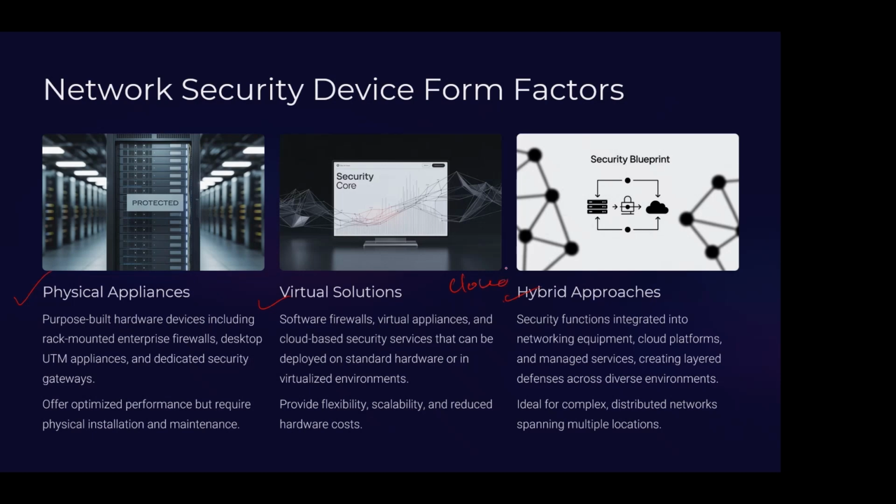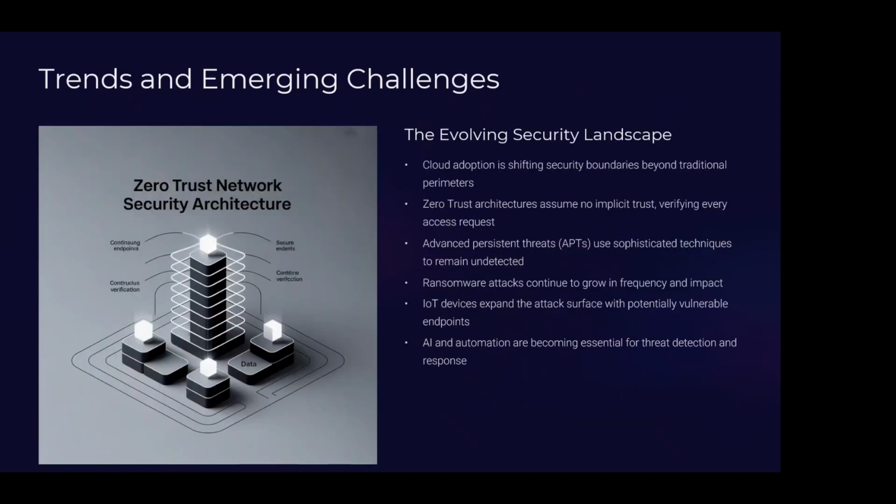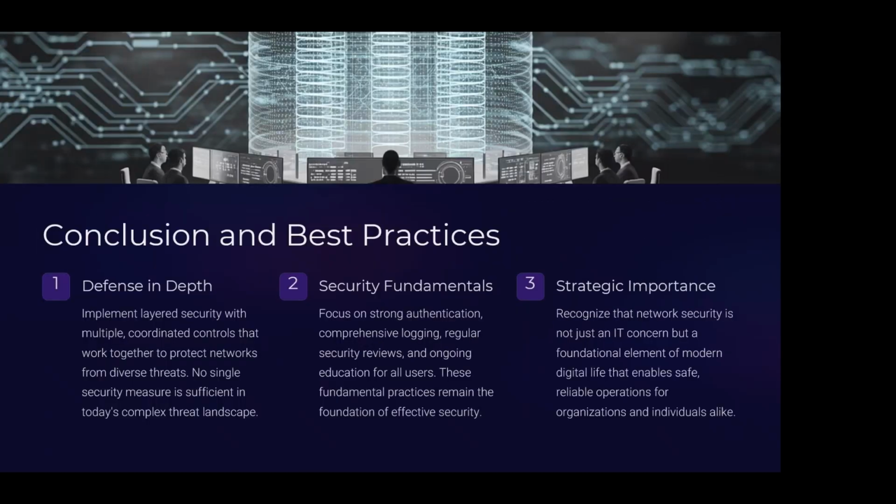We've talked about cloud also. Okay, so basically the trends and emerging challenges today, the evolving security landscape, that is cloud adoption. Zero trust architecture assumes no explicit trust, verifying every access request. Advanced persistent threats use sophisticated techniques to remain undetected. Ransomware attacks continue to grow in frequency and impact. IoT devices expand the attack surface. AI and automation are becoming essential for threat detection and response. So these are the various different components we have talked about.